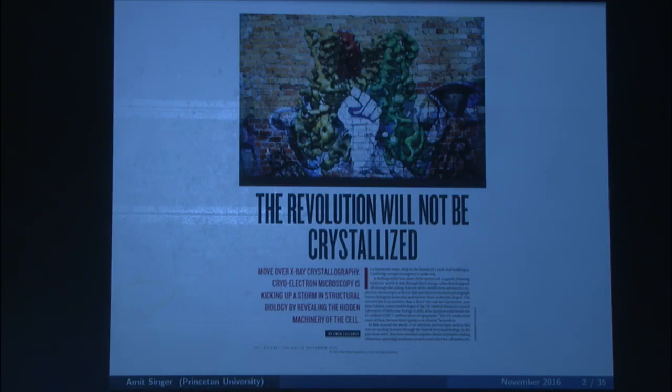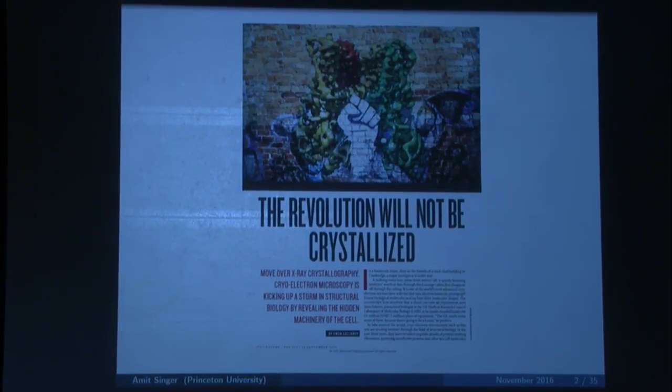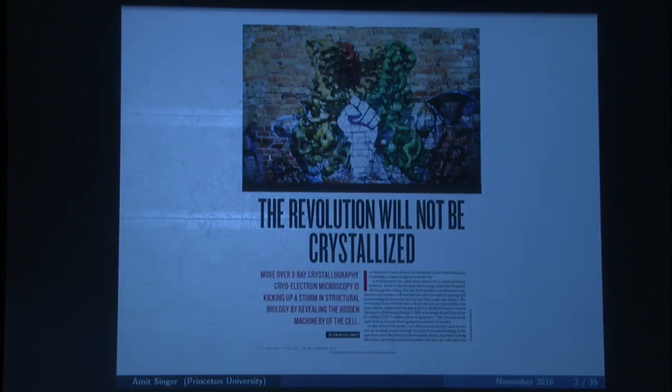So in the spirit of our election season, Bernie Sanders is not here, but you can see a publication like this in very prestigious journals like Nature and Science. This particular one is from Nature of last year. It says, the revolution will not be crystallized. And if you read here, it says, move over X-ray crystallography, cryo-electron microscopy is kicking up a storm in structural biology by revealing the hidden machinery of the cell.